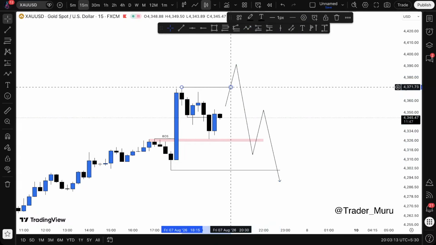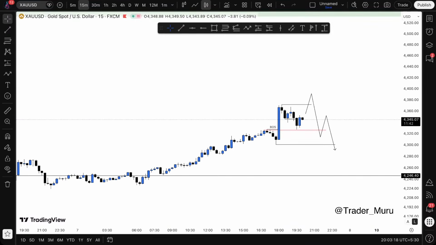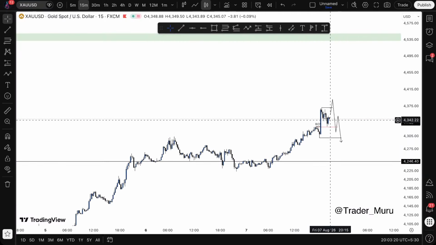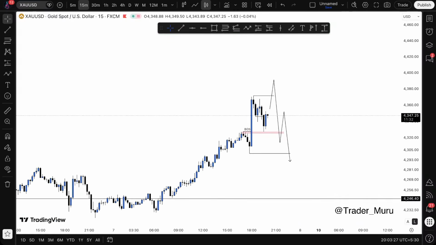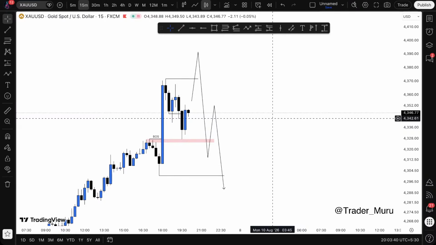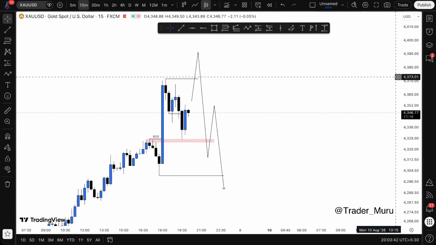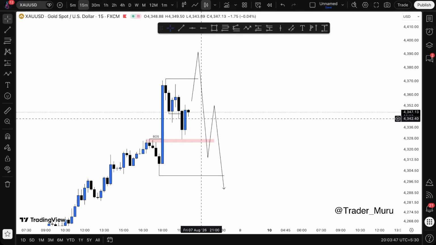Price needs to sweep this high. And if price doesn't want to sweep this high, it will give you a change of character first here. Then it will start dropping. Price will drop sooner or later, we just need confirmation.